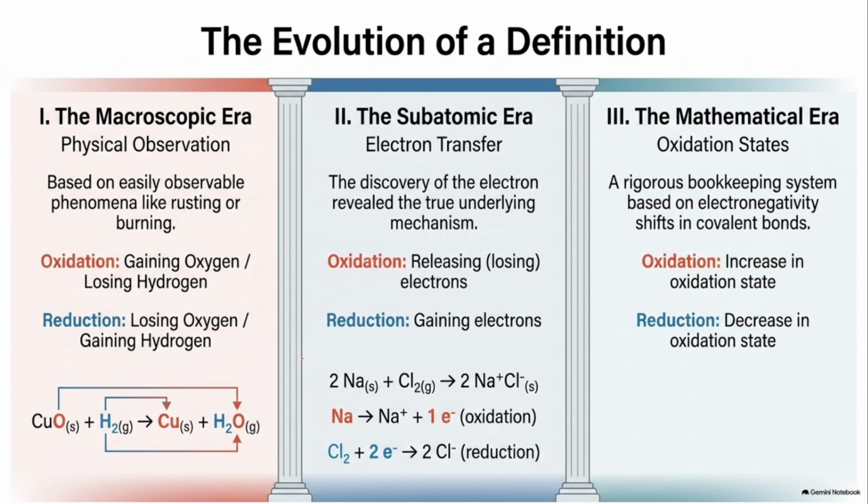So this is the broad evolution of these definitions. First, like we read in class 9th, gain of oxygen and loss of hydrogen is called oxidation. Loss of oxygen and gain of hydrogen is called reduction. Then comes the electron transfer era. In this we just studied that releasing or loss of electrons is called oxidation and gain of electrons is called reduction. These are the examples given.